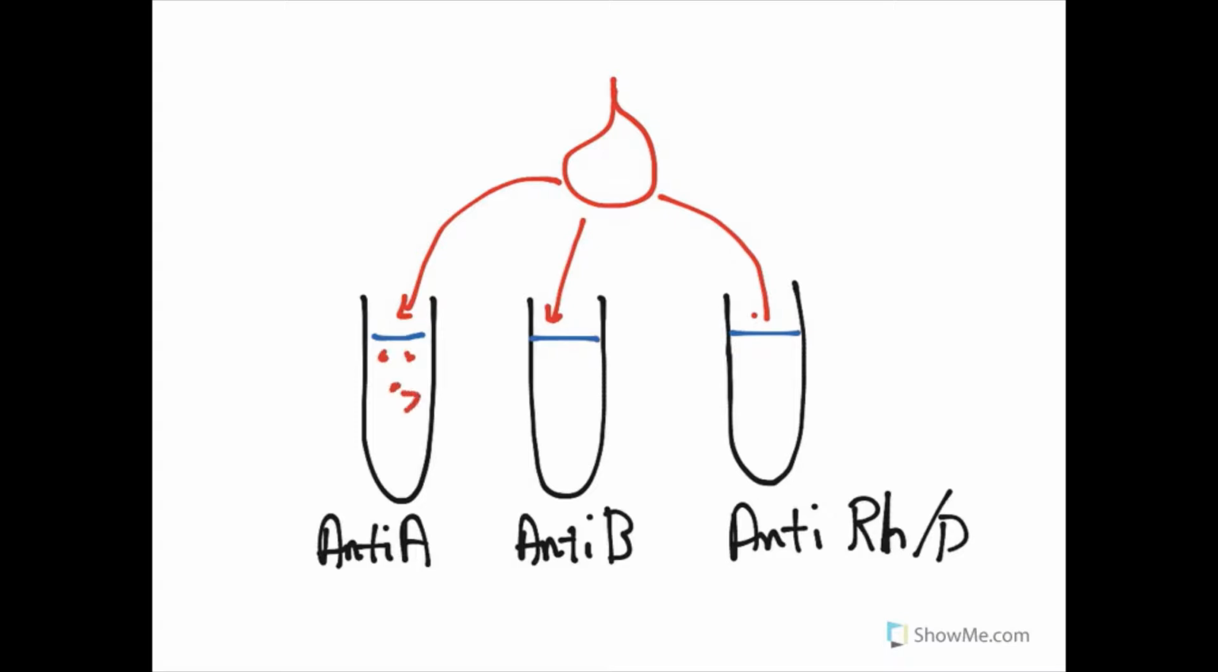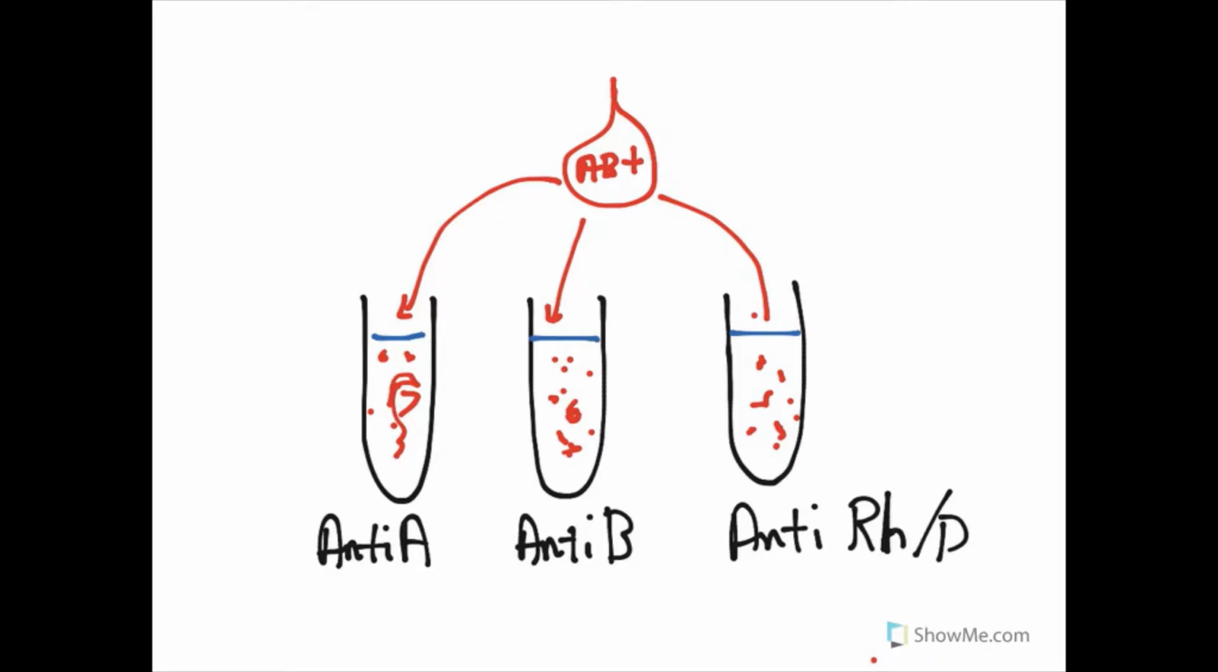We get clumps in all of them. So that means they possess all antigens. So this is AB positive blood. Okay? So that's kind of interesting there to see that.